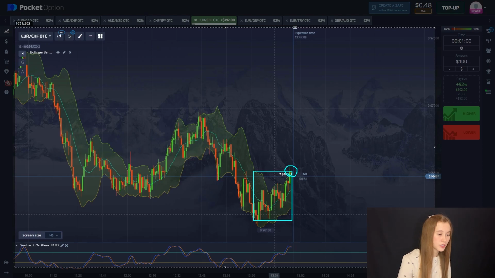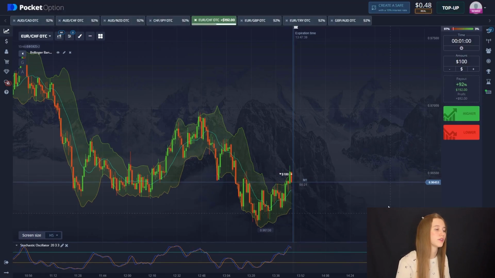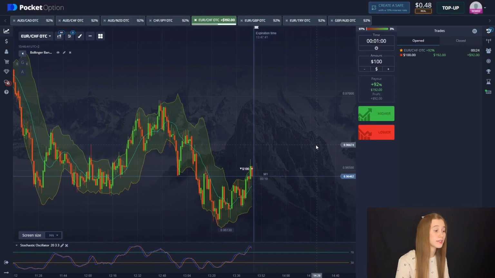There is a touch at the upper border of the channel. We also see that the stochastic is at its peak area, around 90. It is located there. We understand that there should be a reversal. And in principle, we open a deal down after the correction. I think this is a very good entry into the deal and yes, the price went down.